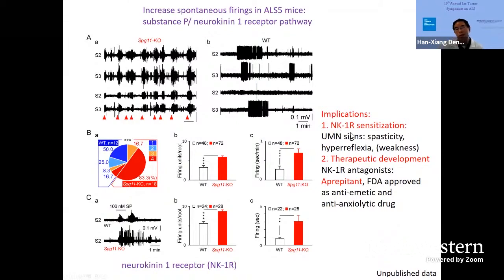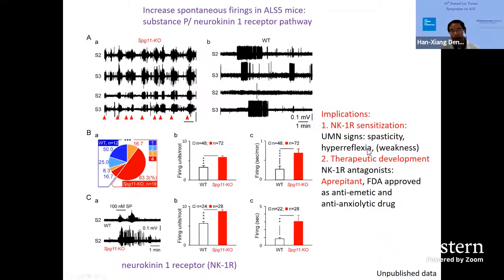The first, we know if this neurokinin receptor 1, the substance P receptor, is sensitized, it can well explain some of the upper motor neuron signs. For example, spasticity. Without stimulation, just at rest, the patient is showing spasticity. That means the postsynaptic receptor is sensitized, the sensitivity is increased. That will also explain the hyperreflexia in the SPG11 and ALS patients. And of course, it can also partially explain some of the weakness.